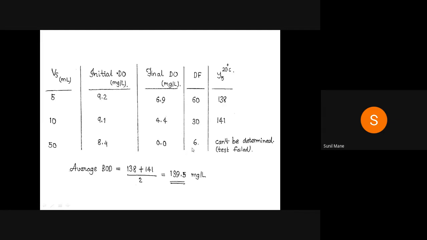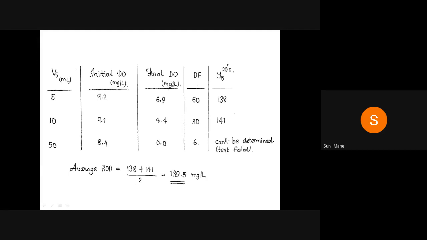Okay, in some cases it may happen that the strength of the wastewater is more. Then with whatever dilution factor we have selected, the test can fail. In all three cases, the test can fail. So whatever results we are going to get, or whatever we have carried out, can fail. We don't get a result based on that part. So this may happen. It all depends on the kind of experience the environmental engineer has.